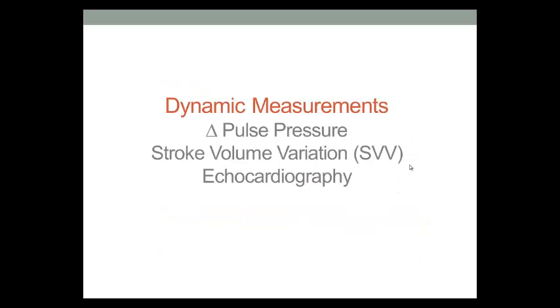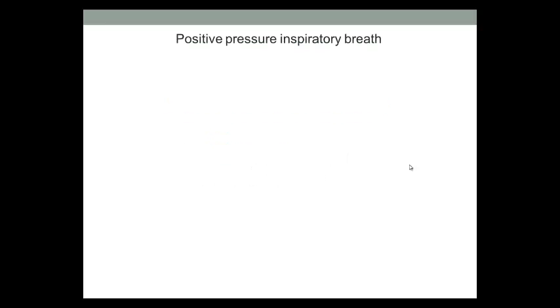So then what can we use to try to get an assessment of volume status? There are all these dynamic measurements that are coming out, delta pulse pressure, stroke volume variability, and echocardiogram. This is explaining how changes in your intrathoracic pressure affect changes in your cardiac output. And so when you're on a ventilator and the ventilator gives a positive breath, the patient's completely passive, so they have to be passive to get a positive inspiratory breath. If they make an effort, it's negative. So they have to be passive on the ventilator.